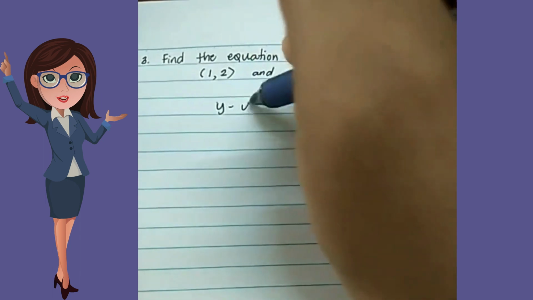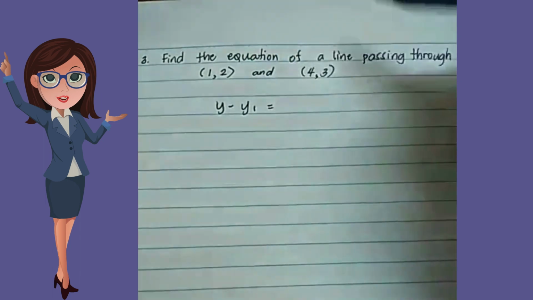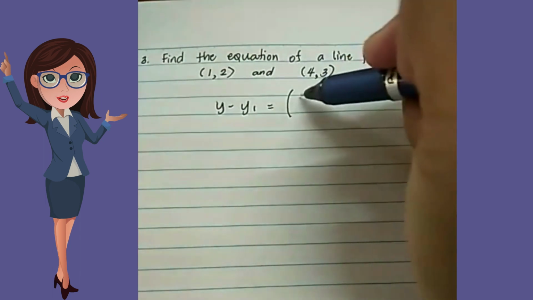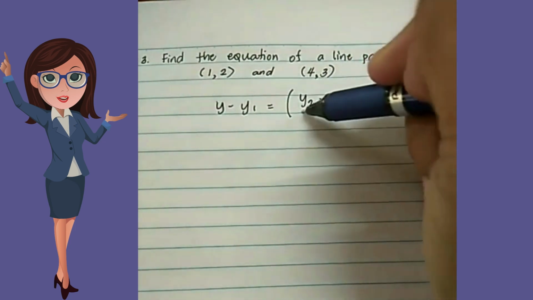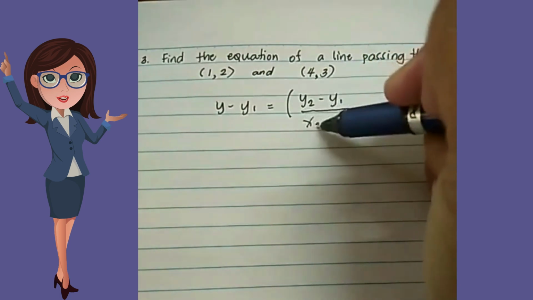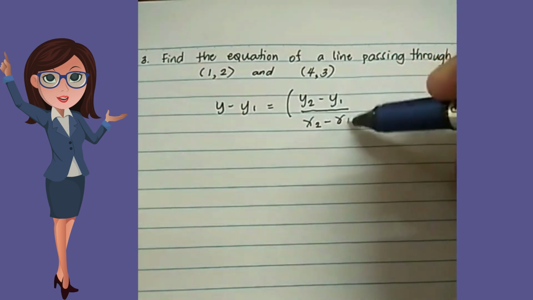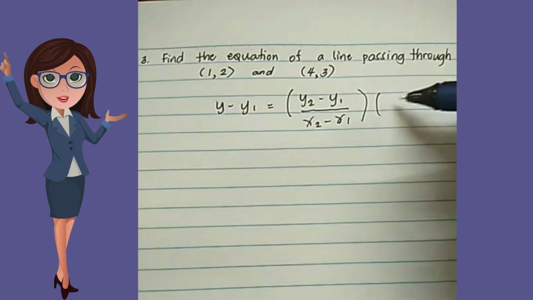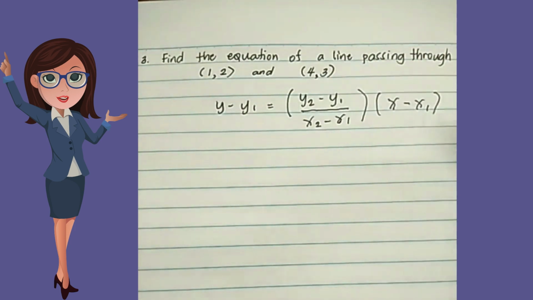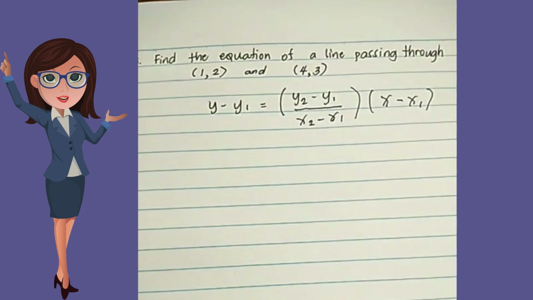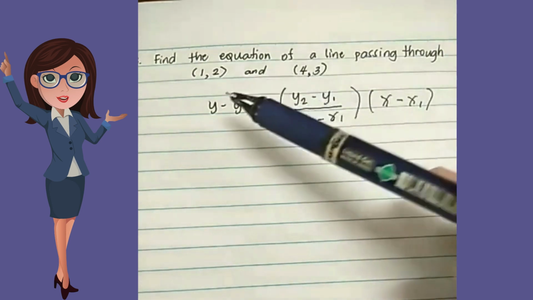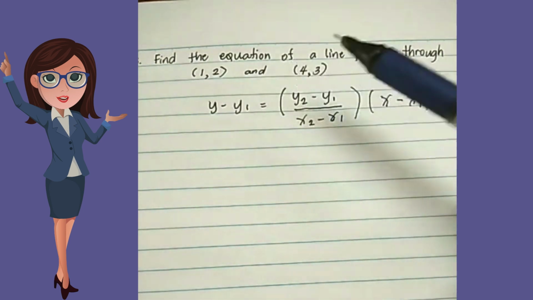y minus y sub 1 is equal to y sub 2 minus y sub 1 all over x sub 2 minus x sub 1 multiplied by the quantity x minus x sub 1. So this is the 2-point form of a line. So we will be using this equation if you are given 2 points wherein the line passes through.